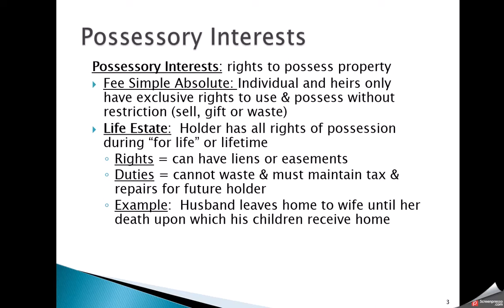A life estate says a holder has the rights of possession during their lifetime. So a life estate is good, I think, for, say, a second marriage. Say you and your first wife had this house and you had your children in it, or your husband, and then you get divorced, and then you remarry. Well, if you were to pass away before your second spouse, you don't necessarily want to kick them out of the home, but maybe you don't want them to get the house. Maybe you really want the house to go back to your children when that spouse dies. So you could set it up as a life estate.